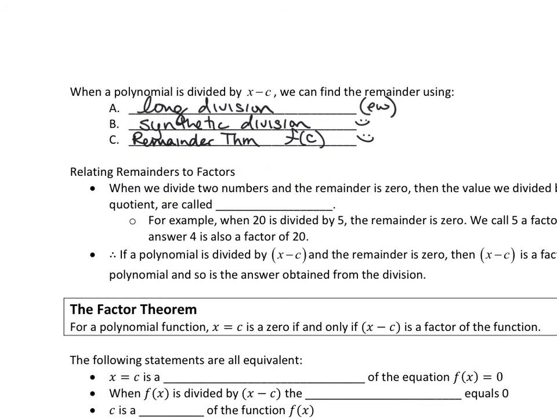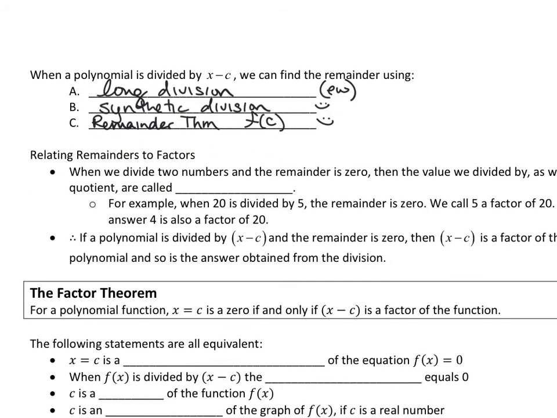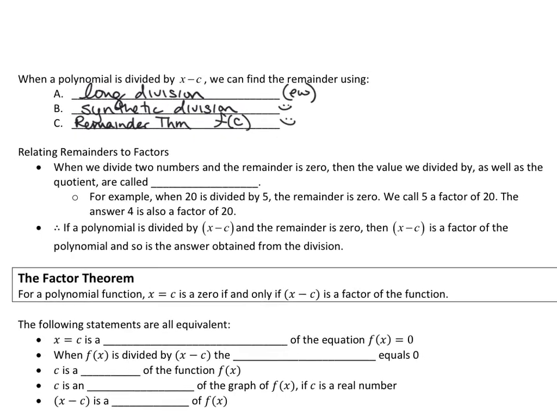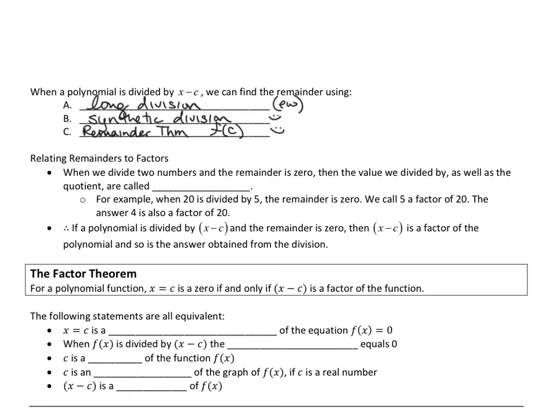But what's cool about relating these factors to remainders, when we divide two numbers and the remainder is 0, then the value we divided by, as well as the quotient, are called factors. And this works for numbers as well as polynomials. For example, if 20 is divided by 5, the remainder is 0, because 5 divides 20. 5 is called a factor of 20. So if a polynomial has a remainder of 0 when you divide it, then the thing you're dividing by is a factor.